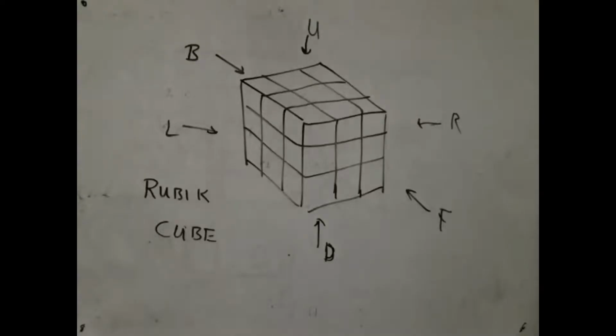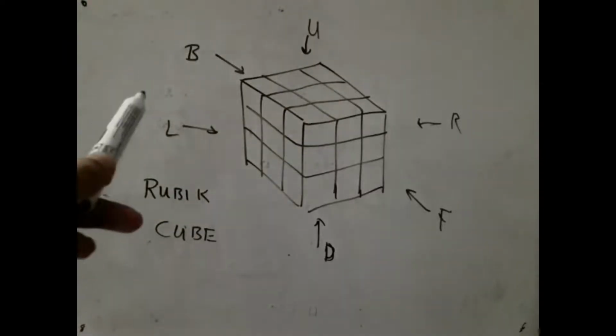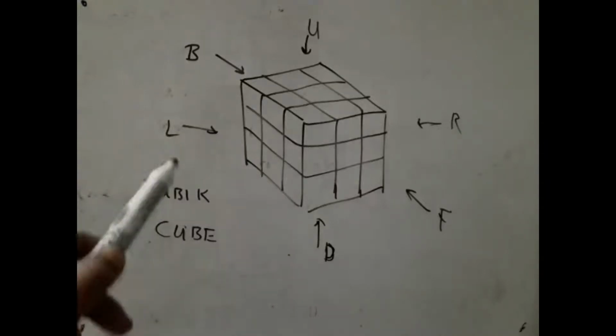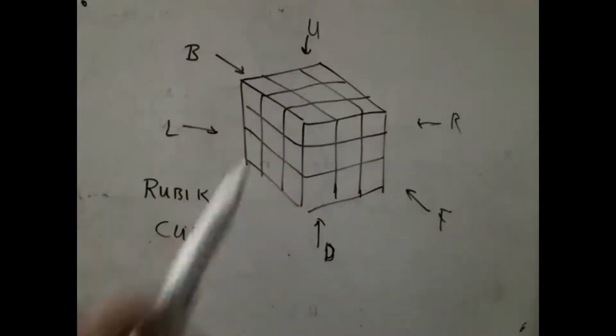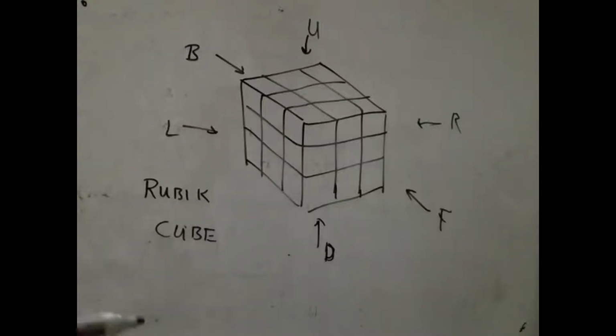In the last video, we talked about the Rubik's Cube. And in the Rubik's Cube, we saw that its group of motions consists of these letters U, B, L, D, F and R, and the typical move was like this.